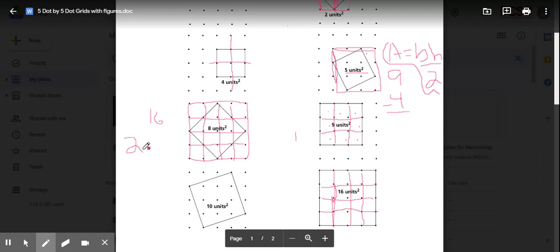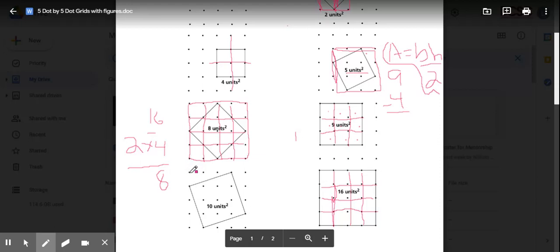Okay, and then we have 4 of those. So 2 times 4 is 8. So I'm going to subtract 8. And that's how I get 8 units squared. Okay, that's how I get 8 units squared. All right.